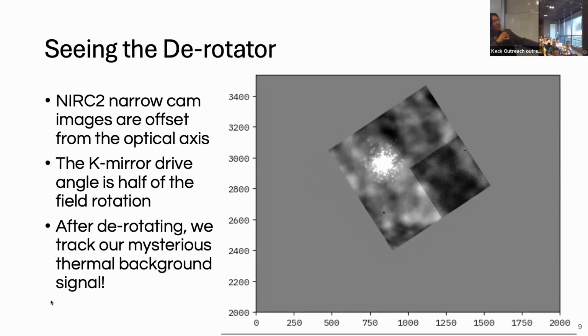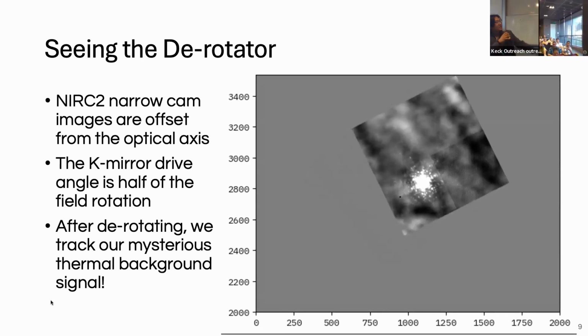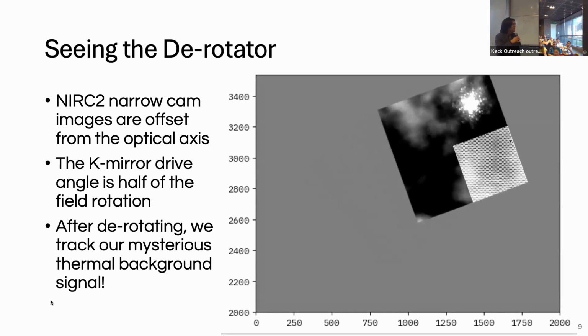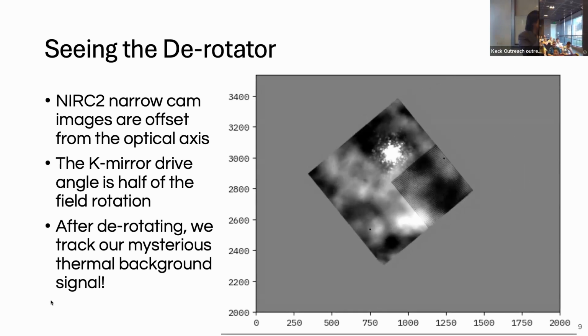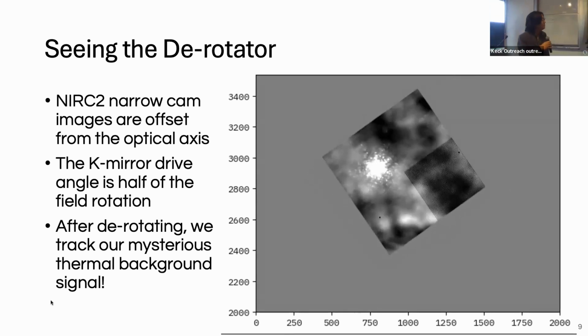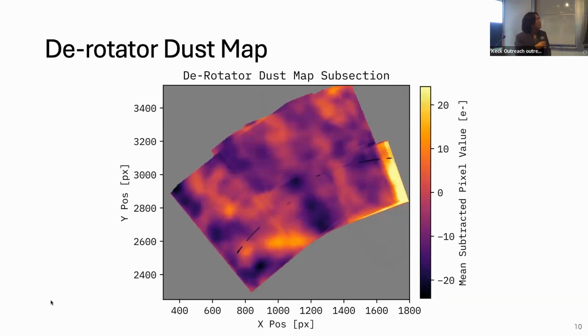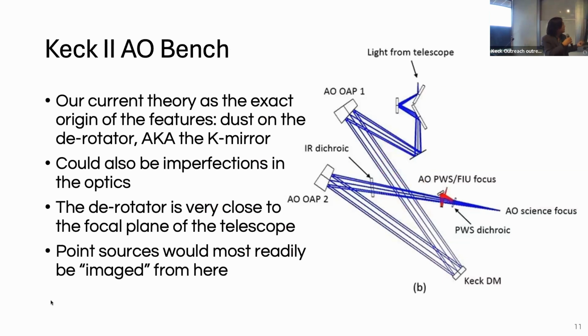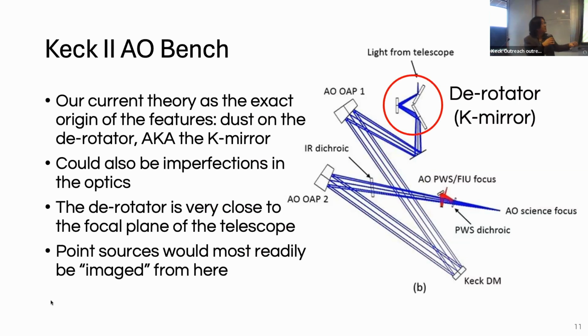And so you can see that you're actually tracking some of these dust spots throughout the night. And we're tracking our mysterious thermal background signal. This is just a stacked frame or median frame of all these frames of the observing sequence throughout the night. Our current theory is that it's actually just dust on the D-rotator, also known as the K-mirror up here.